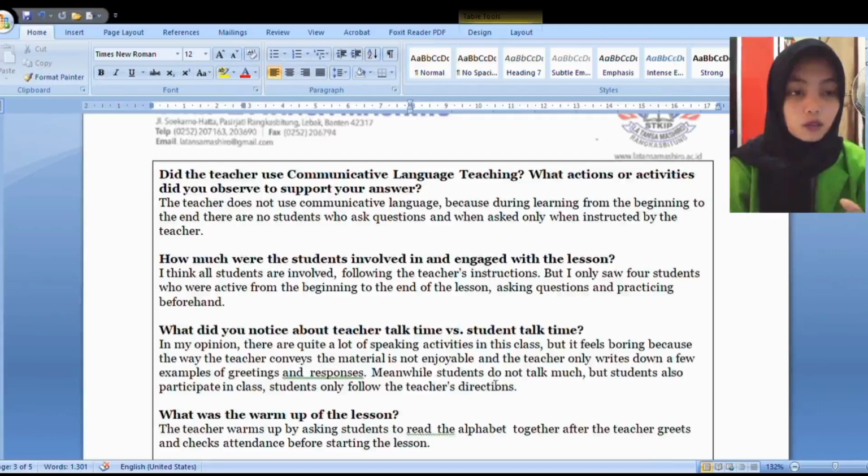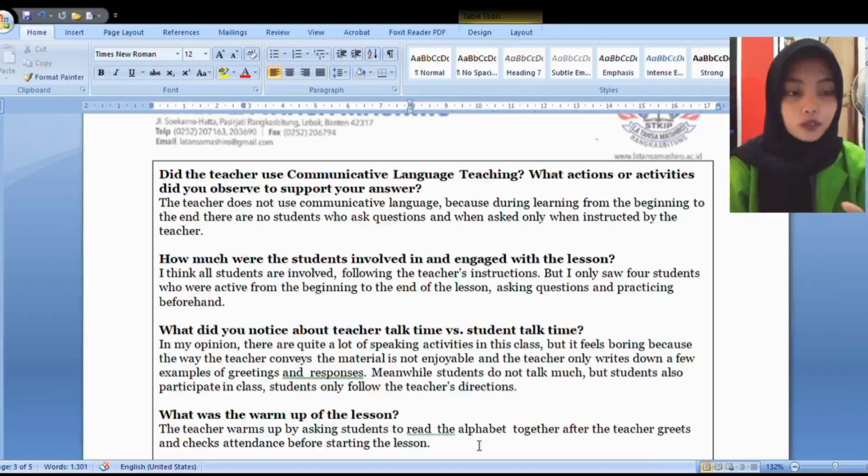What was the warm up of the lesson? The teacher warmed up by asking students to read the alphabet together, after the teacher greets and checks attendance before starting the lesson.